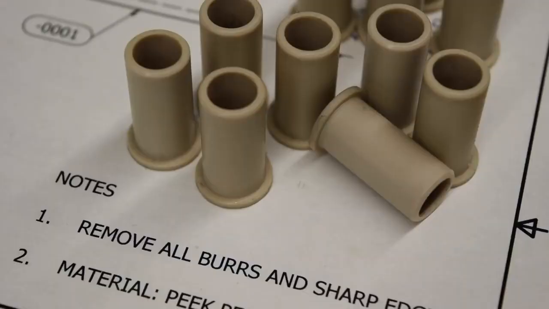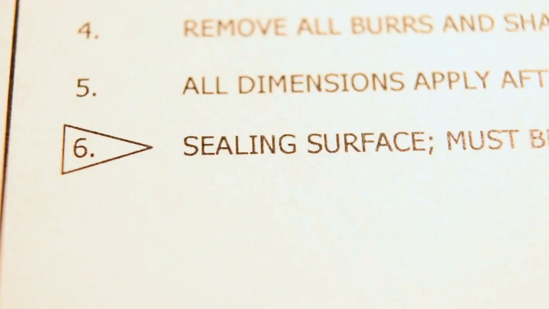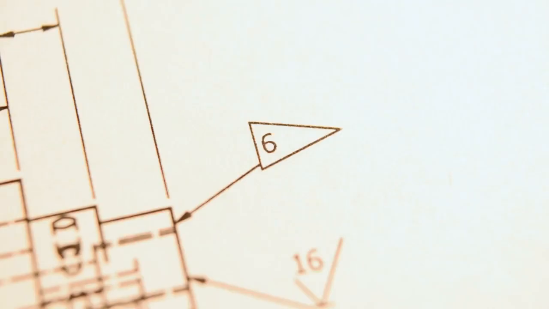You should not use notes to specify things like quantity, delivery date, or payment terms. This information will be listed in the request for quote and purchase order. Other notes will only apply to a specific feature. These are often called flag notes because a little flag symbol is sometimes used.